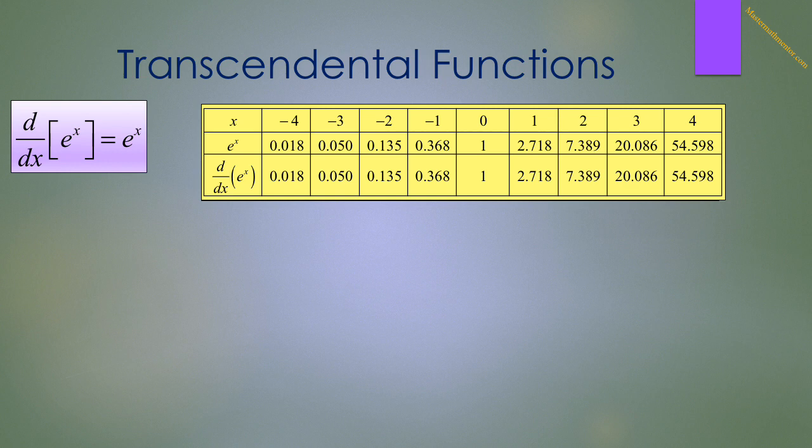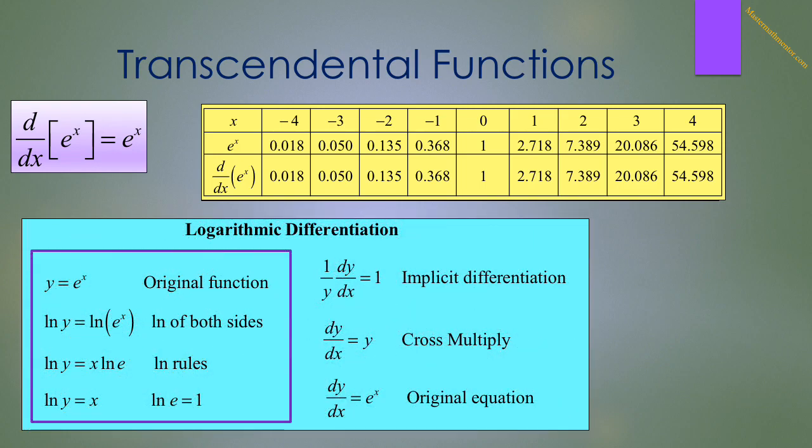How cool is that? But how do we go about proving it? There's a technique in calculus called logarithmic differentiation. It's not part of the AP exam, but we can understand it. We start with y equals e to the x as our original function. In logarithmic differentiation, we take the natural log of both sides. So we get the natural log of y is equal to the natural log of e to the x.